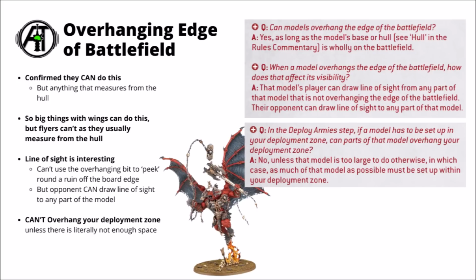Though apparently you get the worst of both worlds. If you're overhanging the board edge, your opponent can draw line of sight to any part of the model still, including bits that are off the battlefield, it sounds like. I guess the idea being that anything that overhangs the edge of the board doesn't give you an advantage. They also explicitly say that you can't overhang your deployment zone at all, unless there's literally no space in your deployment zone to do so, in which case you must set up as much of the model as possible within your drop zone.